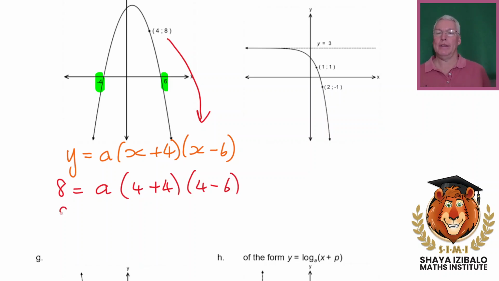This is actually 8 equals negative 2a. So in fact, sorry, this is 8 and this is negative 2. So a is in fact negative a quarter. Sorry, a is negative 4. If we divide both sides by negative 2, we get negative 4. Right, and now let's take a look.